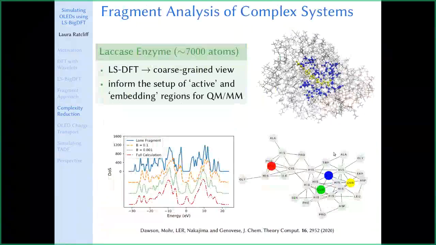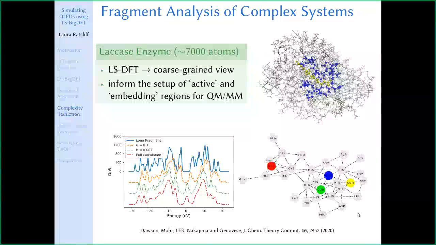In a similar way, we can look at this laccase enzyme, using both the purity indicator and the fragment bond order. If we know that certain atoms feature in our active region, we can use the fragment analysis to identify how big this active region needs to be, and also how big an embedding region needs to be in order to reproduce, for example, the density of states of the full system using just this active and embedding region. We can also have some kind of coarse-grained graph-like view of the system. And again, this information doesn't require us to know anything ahead of time about the system, but we can obtain these sorts of maps just from the results of a linear scaling calculation.